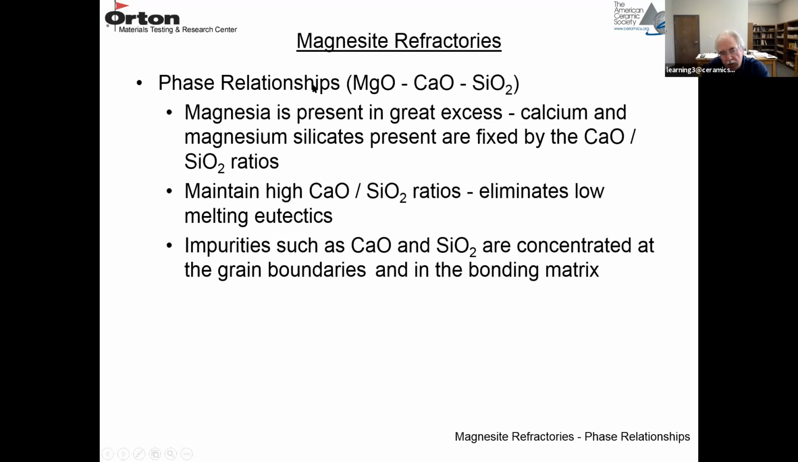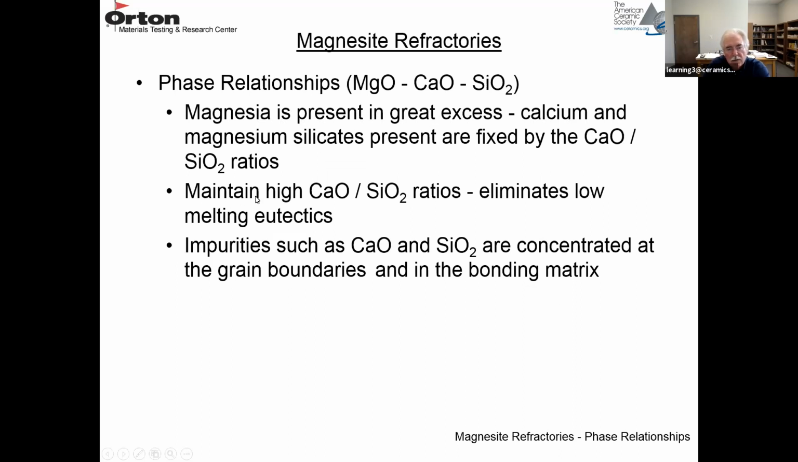And if we look at the phase relationships, two of the impurities are CaO and SiO2. Obviously magnesium is present in great excess, 98, 99% in a good MgO material. But you do have calcium and magnesium silicates, and they are fixed by the ratio of CaO to SiO2.